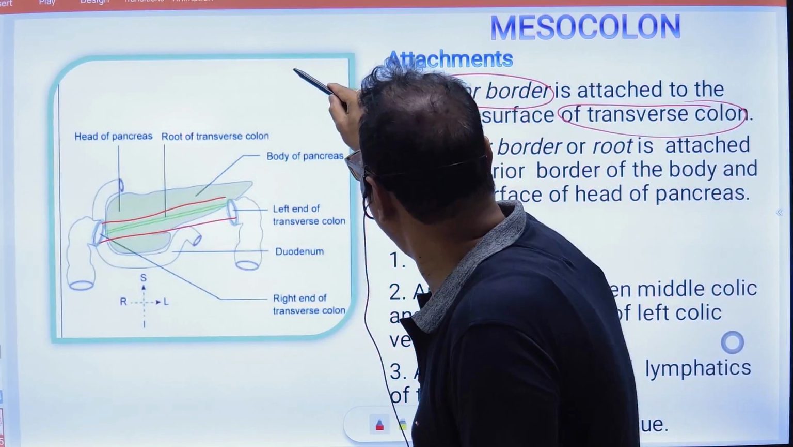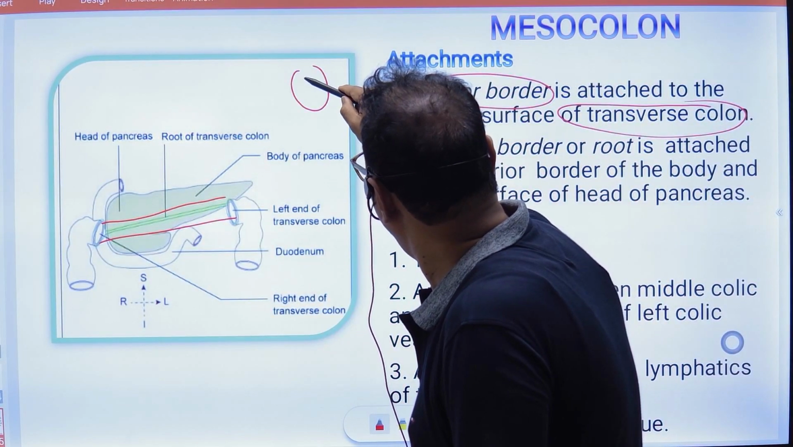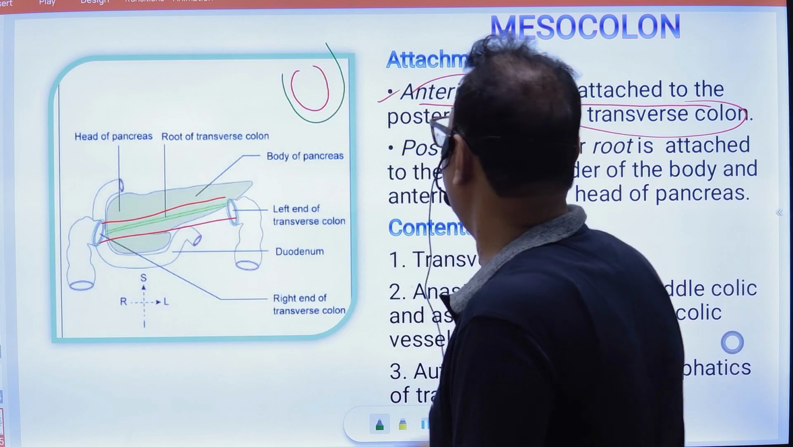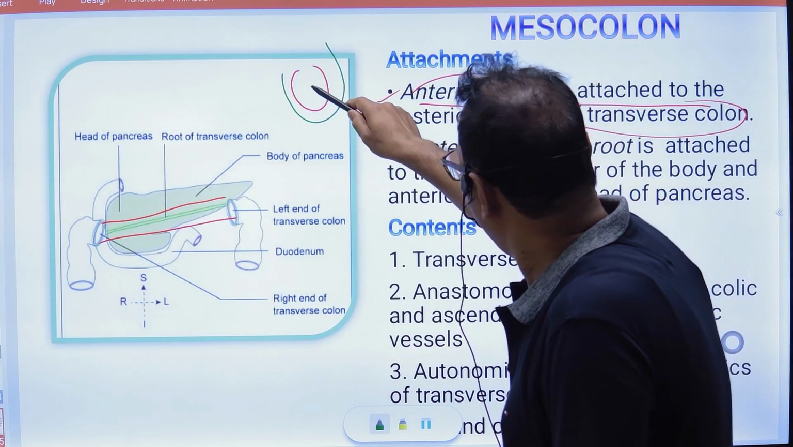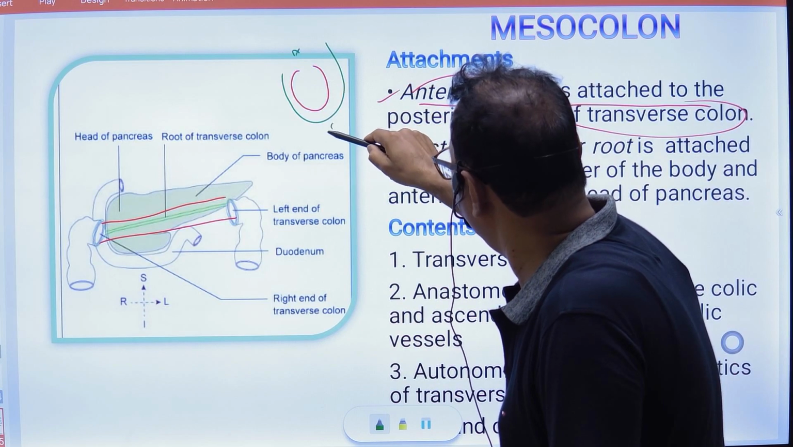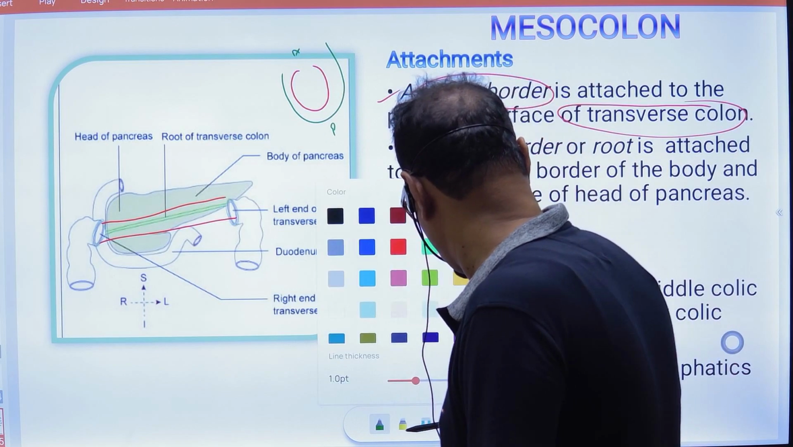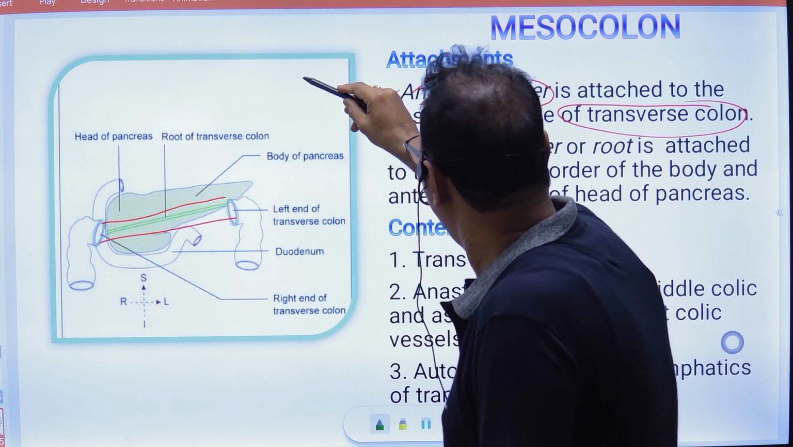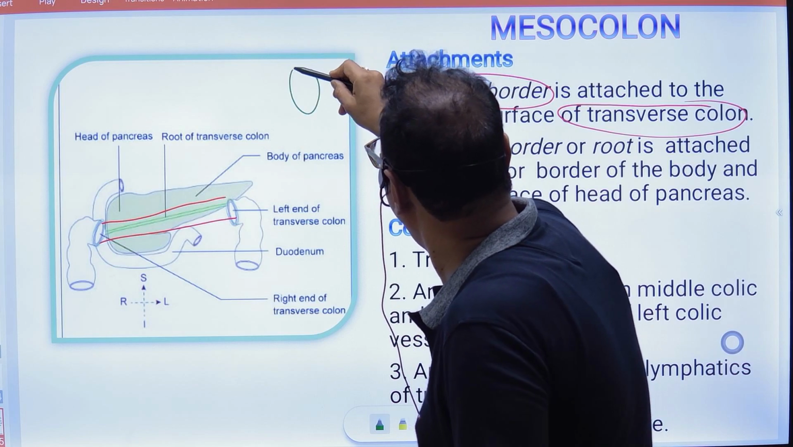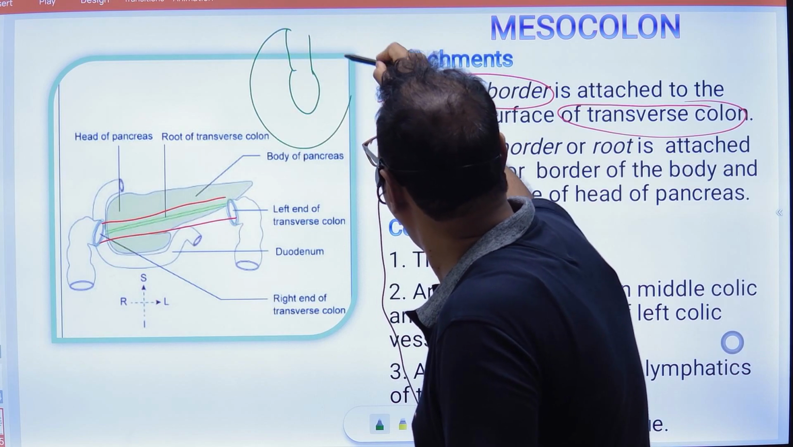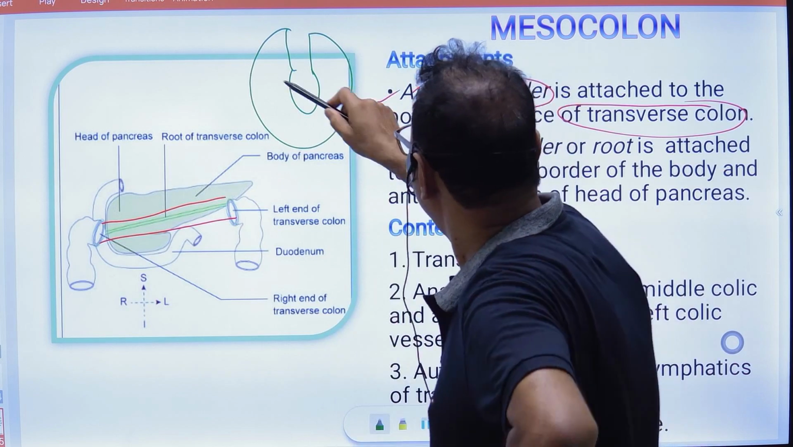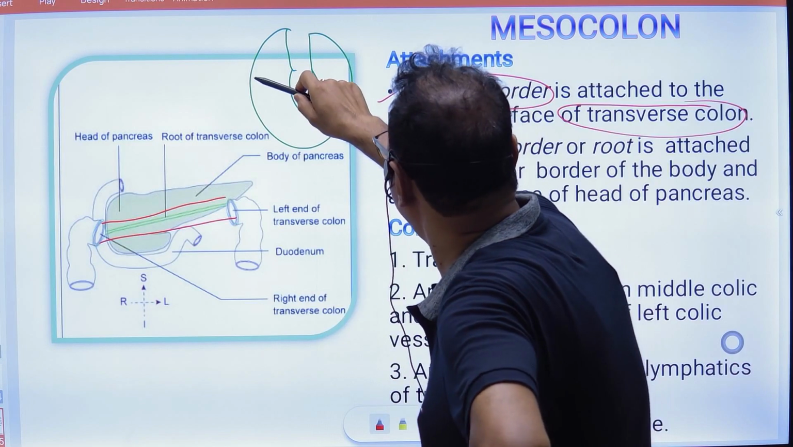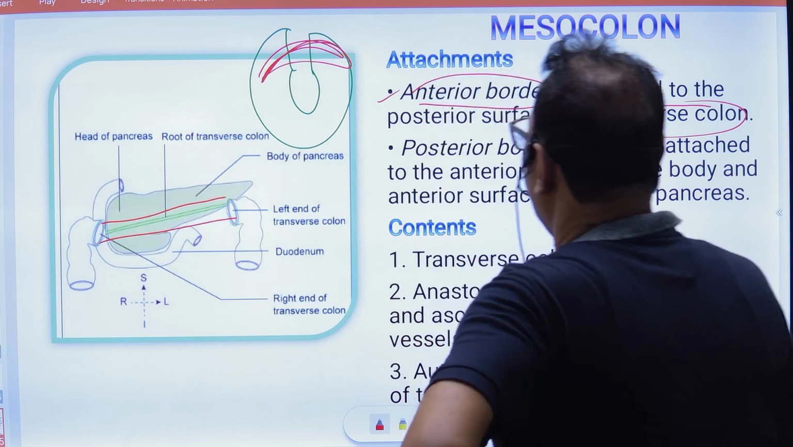Posterior surface will attach. If this one is the transverse colon, then the root will be attached posterior to this one. So if this is anterior, this is posterior. Will be attached over here. This is the posterior one, and the root will be attached over here.